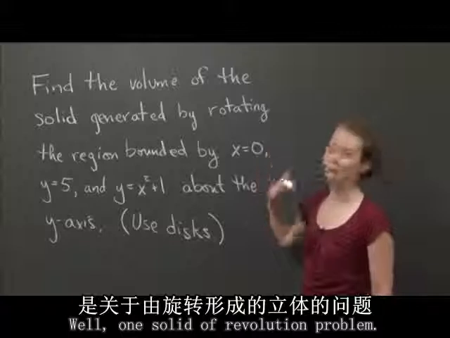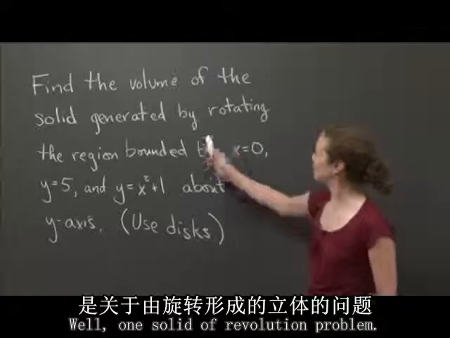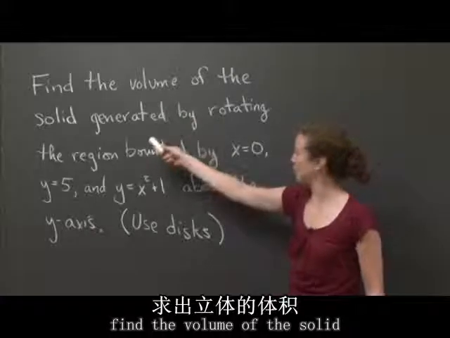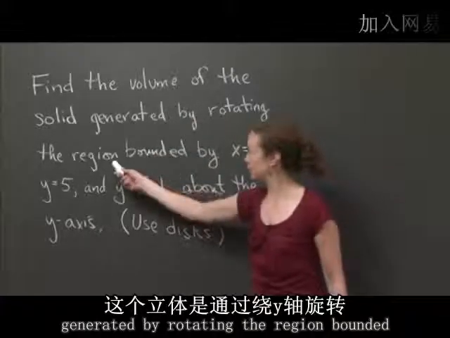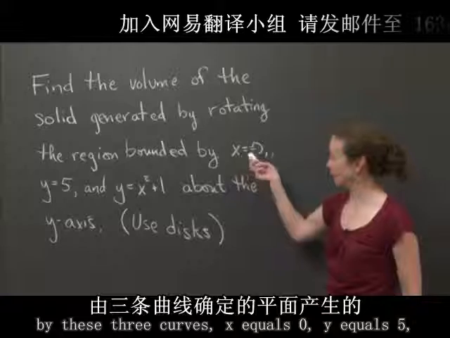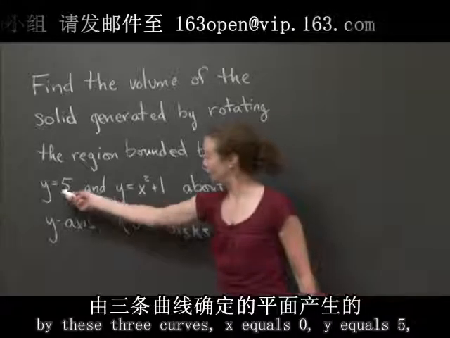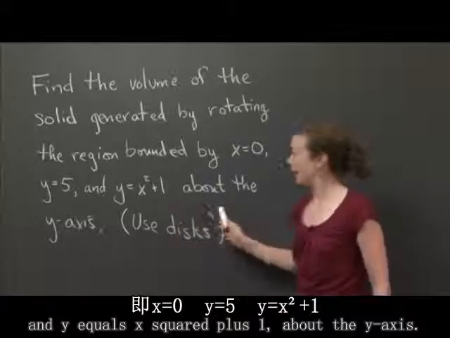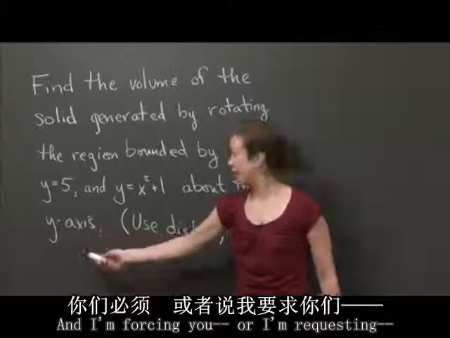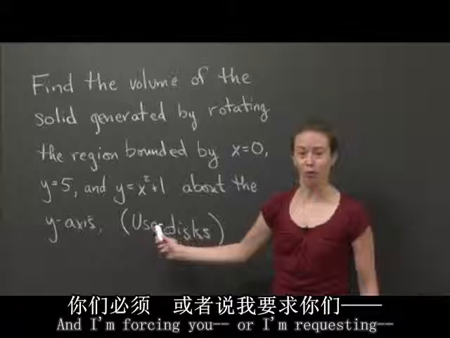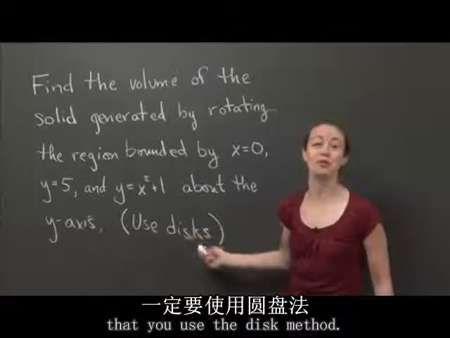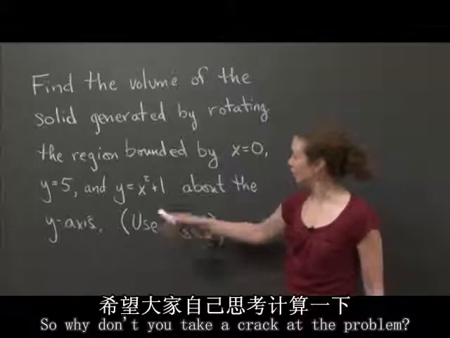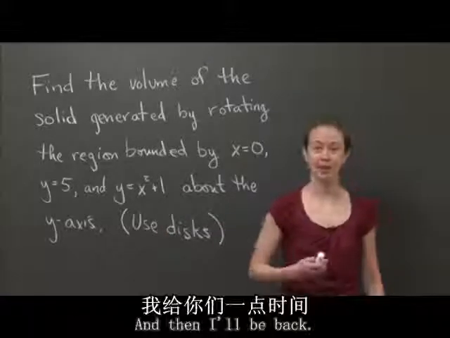Today I'd like us to work on one solid of revolution problem. We want to find the volume of the solid generated by rotating the region bounded by these three curves, x equals 0, y equals 5, and y equals x squared plus 1, about the y-axis. And I'm requesting that you use the disk method. So take a crack at the problem, and then I'll be back.